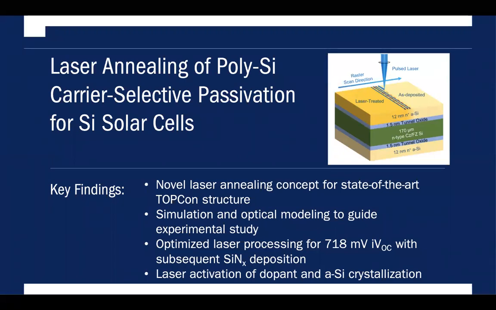Next, I'll move on to the second chapter, laser annealing of polysilicon, carrier-selective passivation for silicon solar cells. The key findings of this work were that I demonstrated a novel laser annealing concept for state-of-the-art TOPCon structures. I also had some simulation and optical modeling to guide the experimental study. I optimized laser processing to obtain a 718 millivolt iVoc with a subsequent silicon nitride deposition. And lastly, I demonstrated laser activation of dopant and amorphous silicon crystallization.